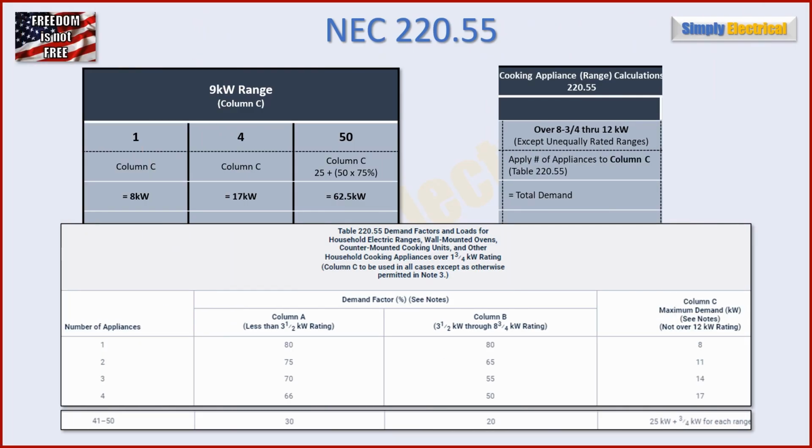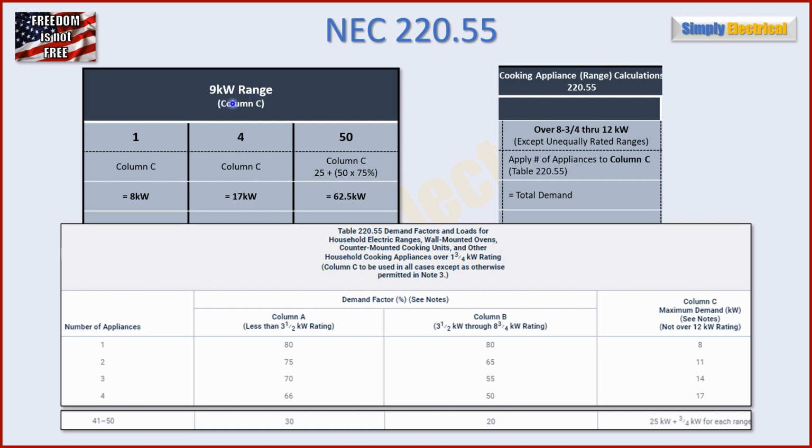Okay, so we're done with columns A and B. Now let's go on to column C. So now we have a 9 kW range. We just go to column C and we get 8 kW right here. One range, 8 kW. It's that simple. This is the easiest. Anything from 9 to 12 kW are the easiest ranges to calculate, because you just go down to the number of ranges you have, you just go over, and that gives you the kW value right there. So we have 4, 9 kW, so 4, 17.